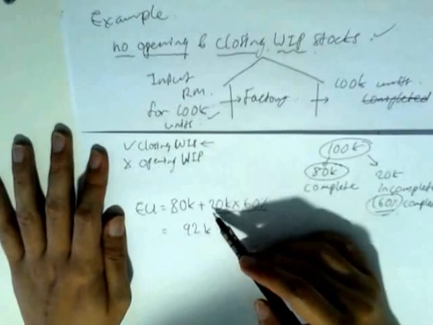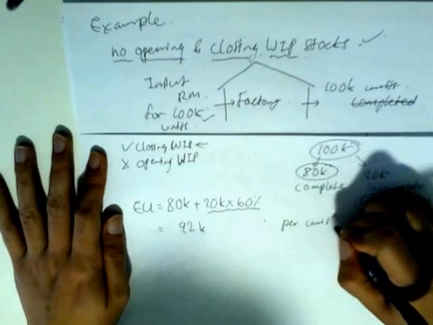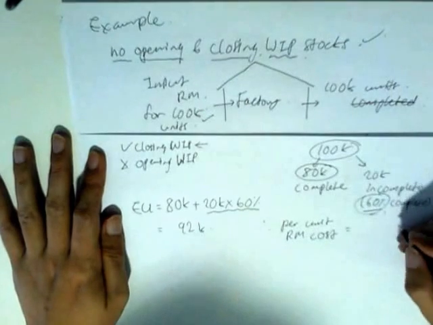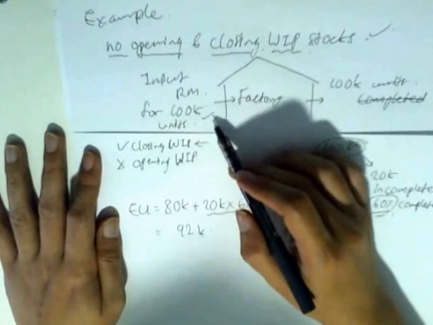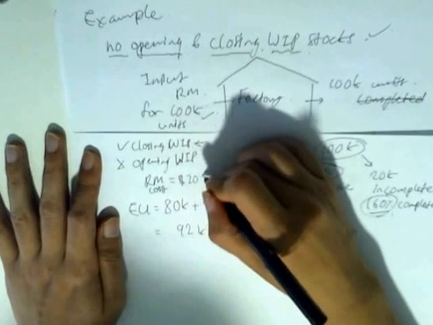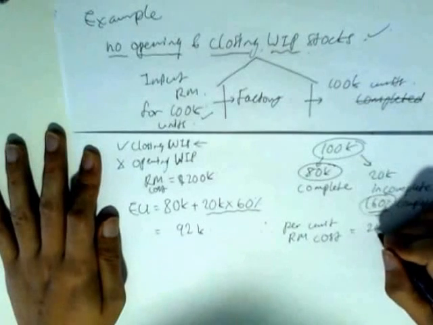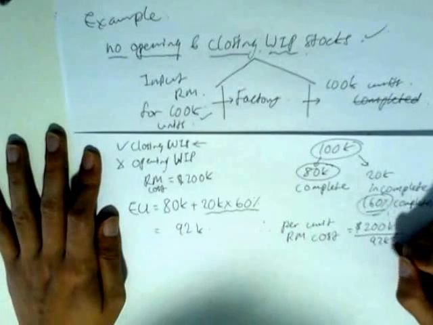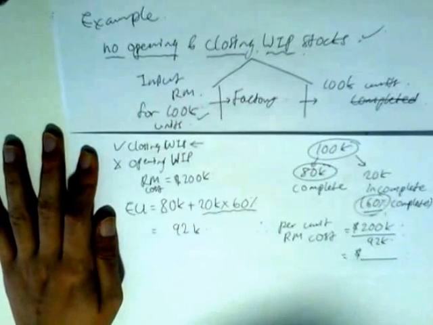And then my next question is, therefore, how much is my per unit raw material cost? Would you know? What you do is that following the same example with the same numbers, what was the raw material cost I quoted just now? It was supposed to be $200,000. Right, that was the number I quoted you just now. So let me put here $200,000 divided by equivalent units, 92,000. That is your per unit raw material cost, right?